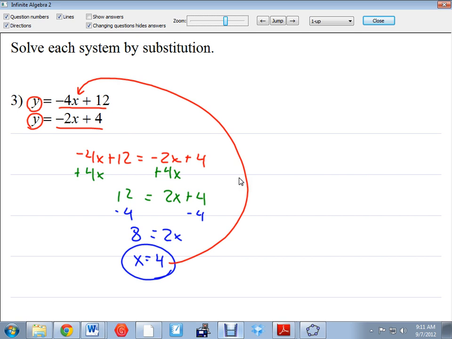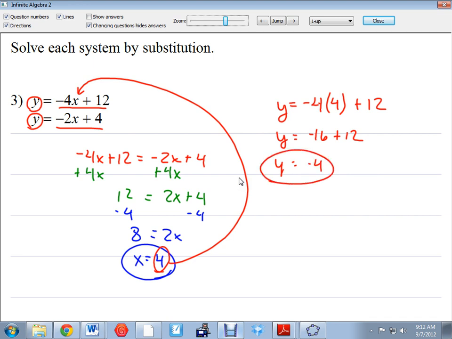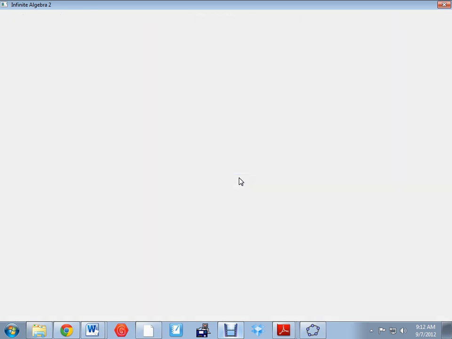It doesn't matter which equation you're going to put it into. I put it into the top. Negative 4 times x is 4, so I'm going to put 4 in for x, plus 12. Negative 4 times 4 is negative 16, plus 12 is y is equal to a negative 4. So my solution to this system of equations is a positive 4, negative 4. Now that is the simplest case.